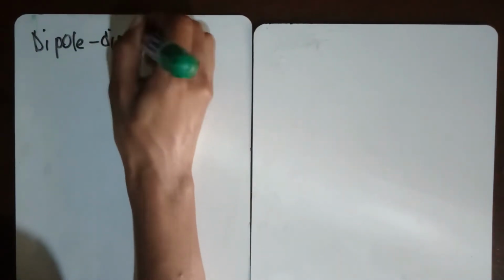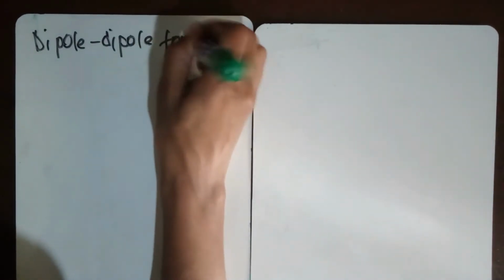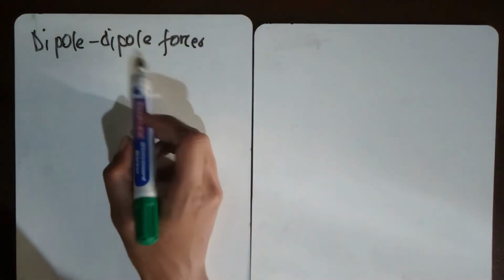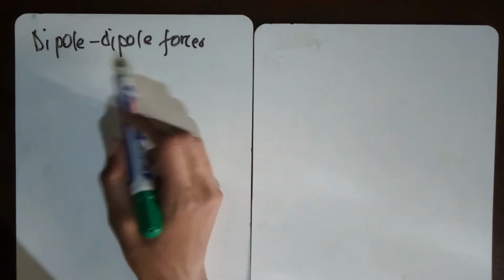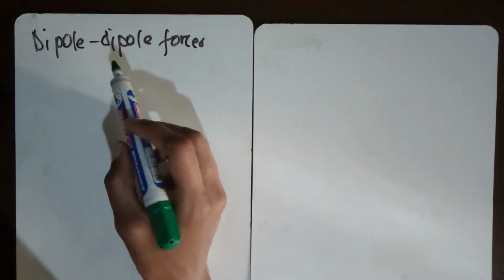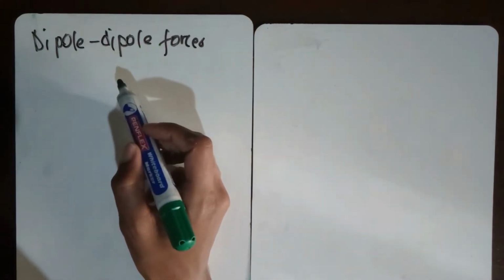So the second type of intermolecular force that we can talk about is what is referred to as dipole forces. Let me write that quickly. Dipole forces. So these forces are stronger than induced dipole forces, but are weaker than hydrogen bonding. So one thing to know: these forces occur between polar molecules.